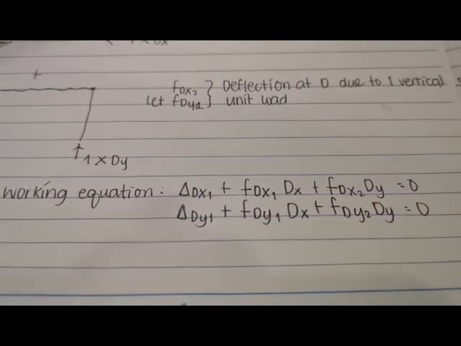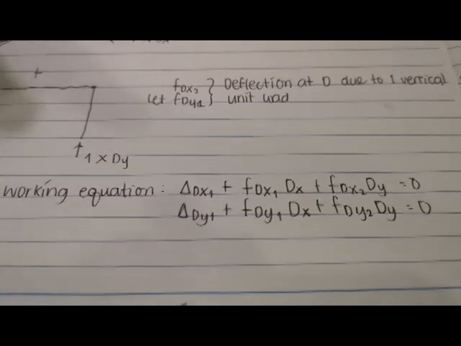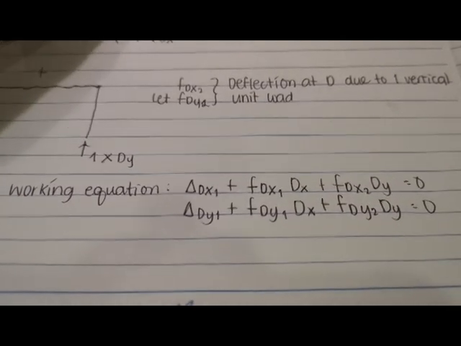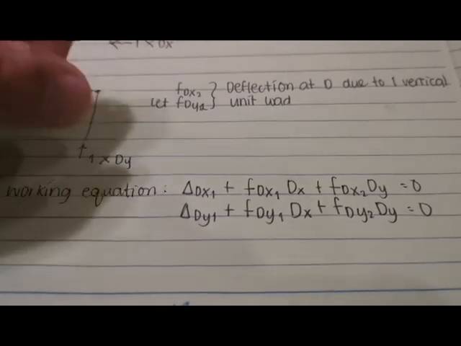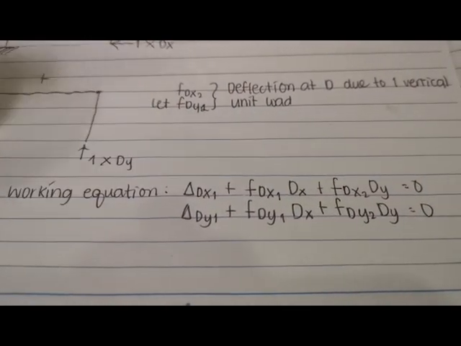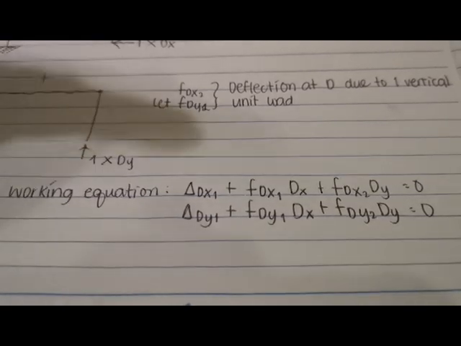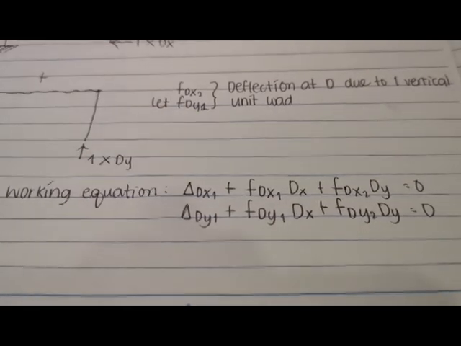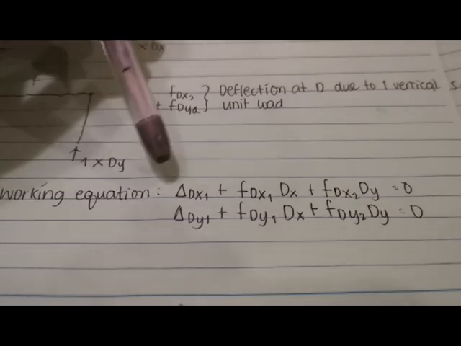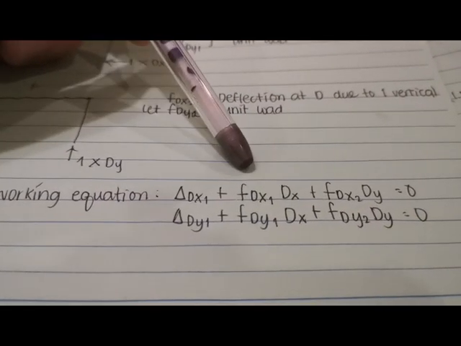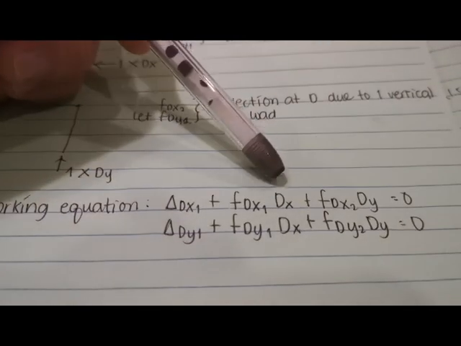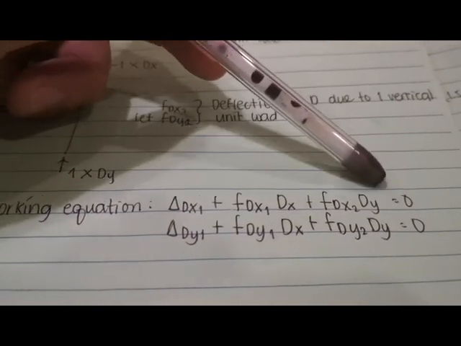So I will just add up all the deflections at a certain point, in a certain direction. Therefore, I will add all the horizontal deflection at D and all the vertical deflection at D. So this is the result: delta dx1 plus fdx1 dx plus fdx2 dy is equal to 0.